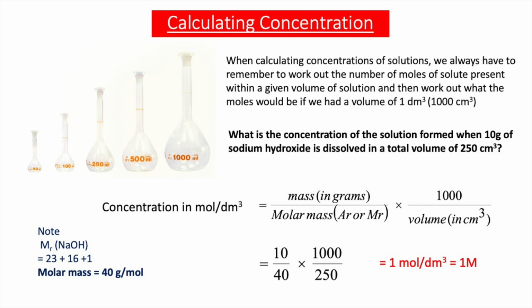So I like to think of this equation as the first part being working out the number of moles, the mass over the molar mass, which is the AR or the MR value, and then the second part is just the scaling factor, scaling it up to 1,000 centimeters cubed. So for example, if I had 100 centimeters cubed, 1,000 divided by 100 would be 10, so I times my moles by 10 to scale up my 100 centimeter cubed solution to 1,000 centimeter cubed solution. So that's how this equation works.